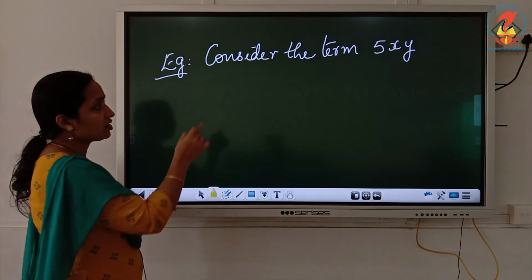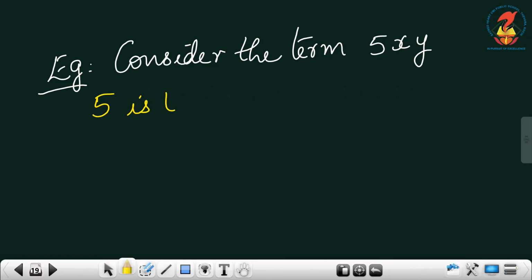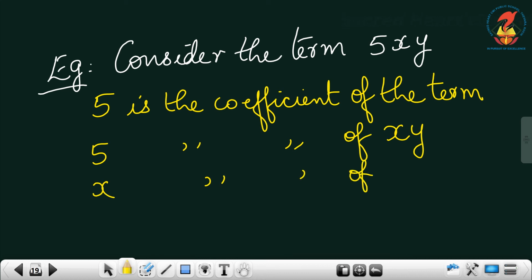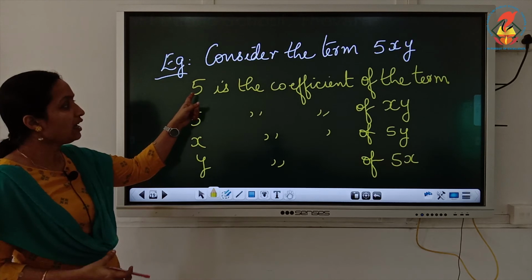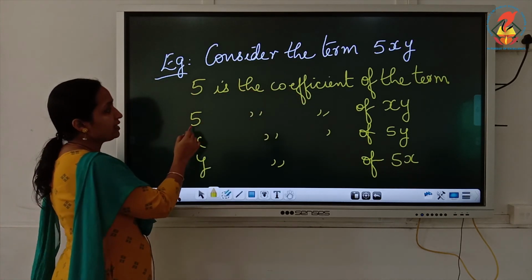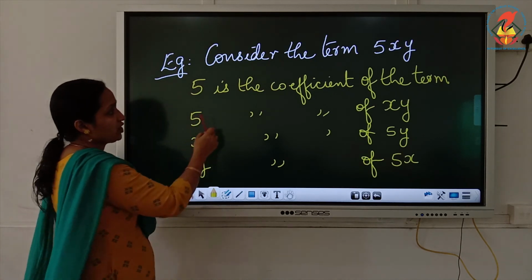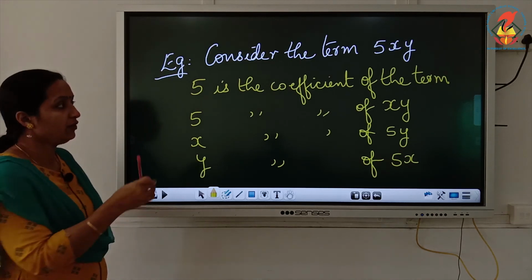What does it mean, children? Consider the term 5xy. We can say 5 is the coefficient of the term. 5 is the coefficient of this particular term, or you can say 5 is the coefficient of xy, or you can say x is the coefficient of 5y, or you can say y is the coefficient of 5x. That is the meaning of the sentence.